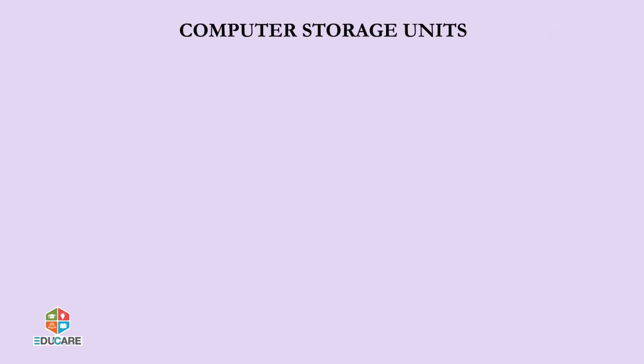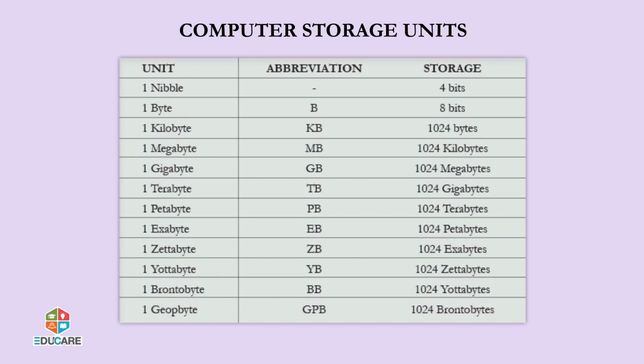Computer storage units. Unit, abbreviation, storage. 1 nibble, 4 bits. 1 byte, B, 8 bits. 1 kilobyte, KB, 1024 bytes. 1 megabyte, MB, 1024 kilobytes. 1 gigabyte, GB, 1024 megabytes. 1 terabyte, TB, 1024 gigabytes. 1 petabyte, PB, 1024 terabytes.